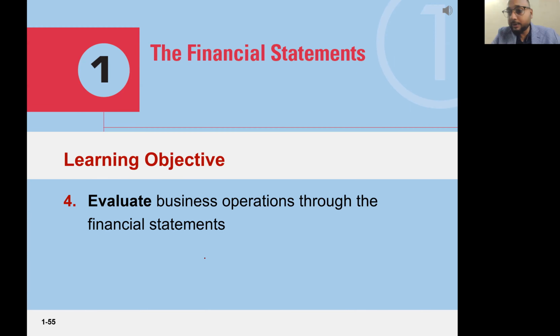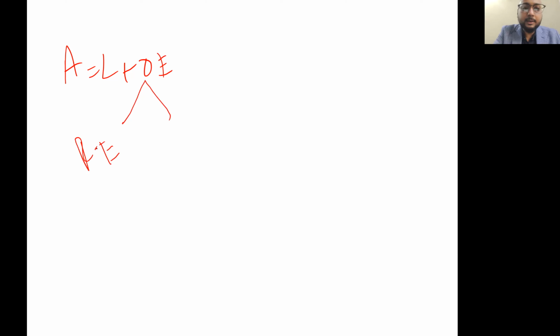Okay, so up till now we have covered the accounting equation. So what is the accounting equation? Assets is equal to liabilities plus owner's equity, right? And owner's equity is equal to retained earnings and paid-in capital.